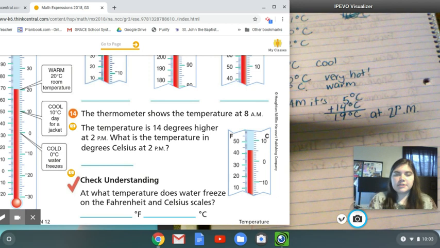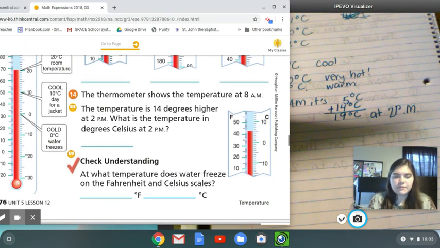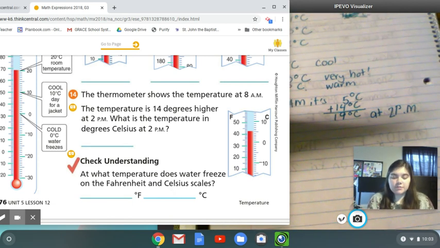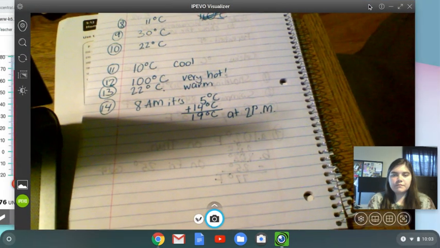Make sure you got that written down. And do you remember what temperature water freezes at on the Fahrenheit and Celsius scales? Water freezes at 32 degrees Fahrenheit and 0 degrees Celsius. So that's what you're going to do in your book today.